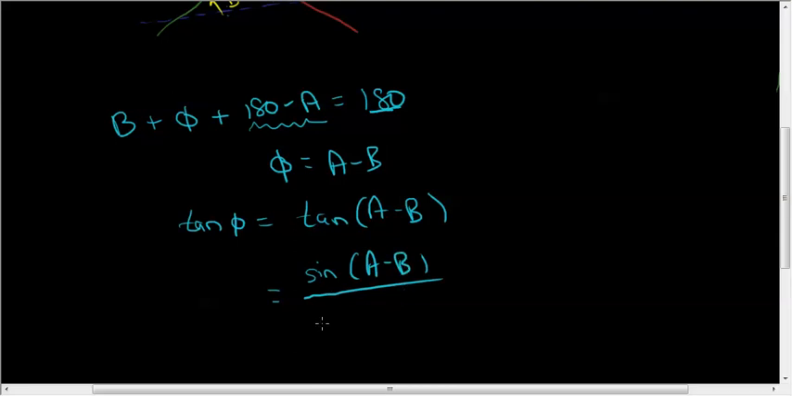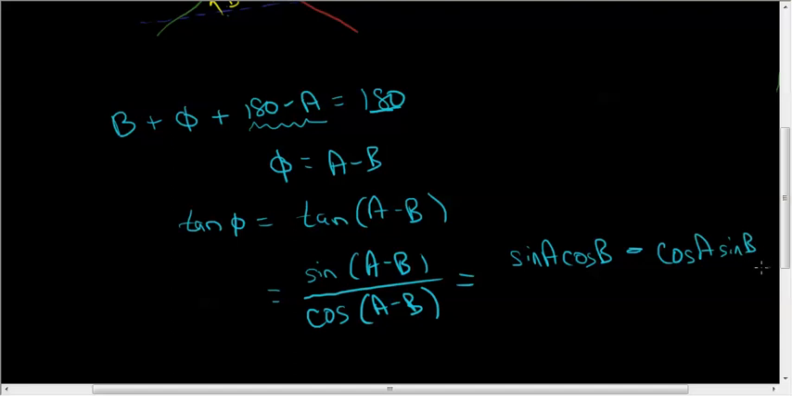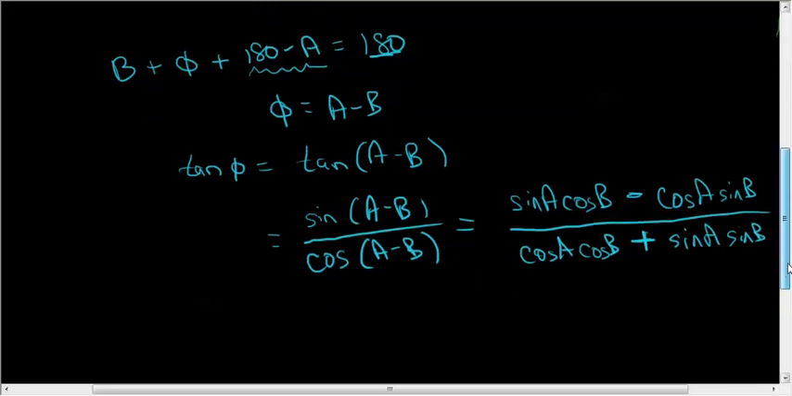The sine of A minus B divided by the cosine of A minus B. Well, sine, remember, is sine A cosine B minus cosine A sine B, divided by cosine, which is going to be cosine A cosine B plus, the cosine gets the opposite term, plus sine A sine B. We might or might not remember from last year, if I take every single one of these terms and divide this term, this term, this term, and this term by cosine A cosine B.